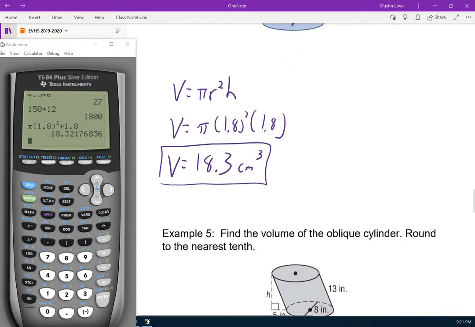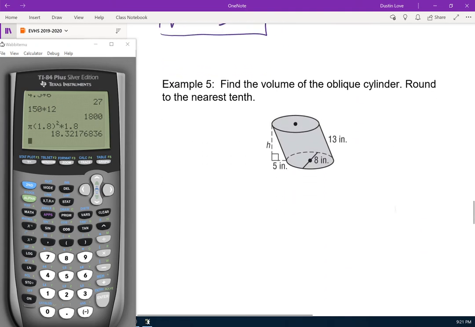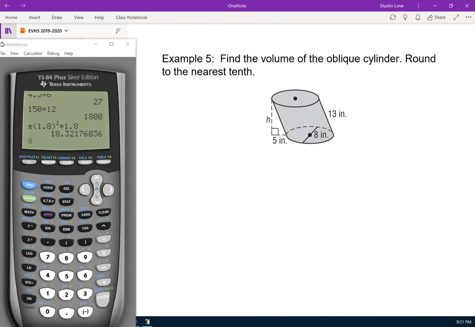All right, moving on. Example 5. Volume equals pi r squared h. Now you'll also notice this is an oblique cylinder. Same property applies as long as I know my true height here. The danger people do on this one is coming in and just putting the 13 in. The 13 is what's called a slant height, and that does not work here. We cannot use that. In this case, we're going to have to solve for h.